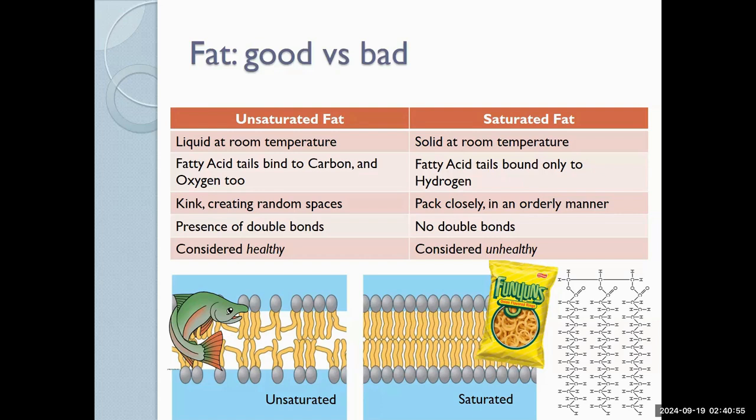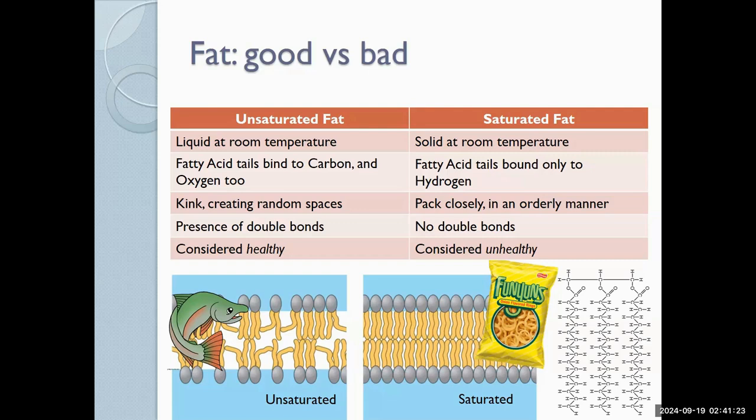Remember that saturated fats were full of hydrogen bonds. And if we look at our diagram here, each carbon is bonded to just hydrogen, making them orderly, packable, structured. They're considered unhealthy because there's no gaps. It's hard to break them down.